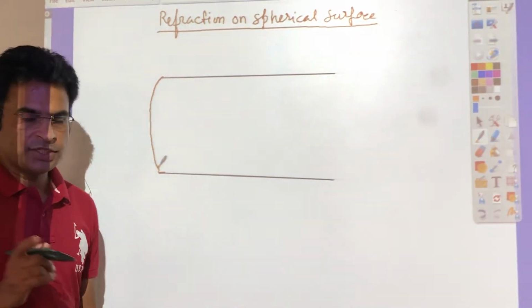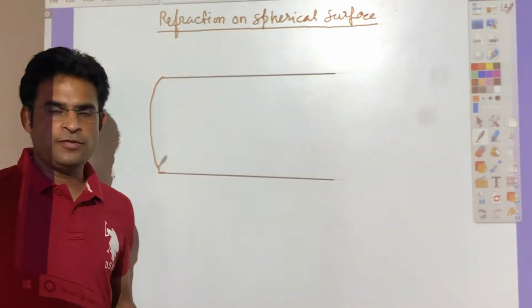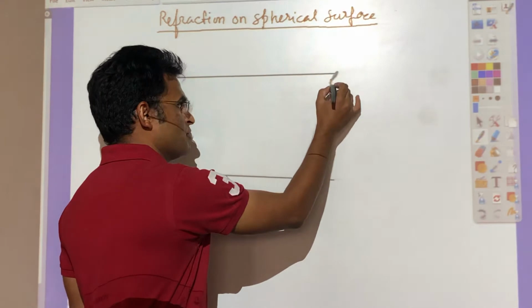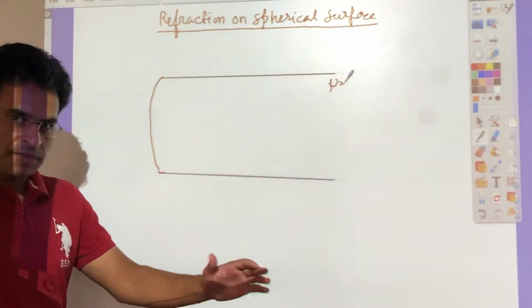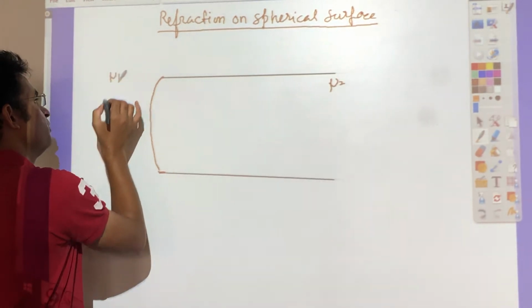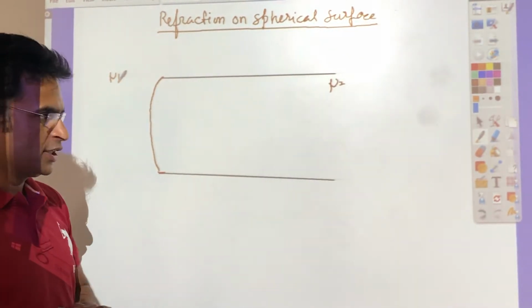In this video, I am discussing refraction on a spherical surface. So this is one spherical surface, and the refractive index of this surface is mu2. And the refractive index outside of this surface, this medium, is mu1. Means outside this surface the medium is mu1, and inside this surface the refractive index is mu2.